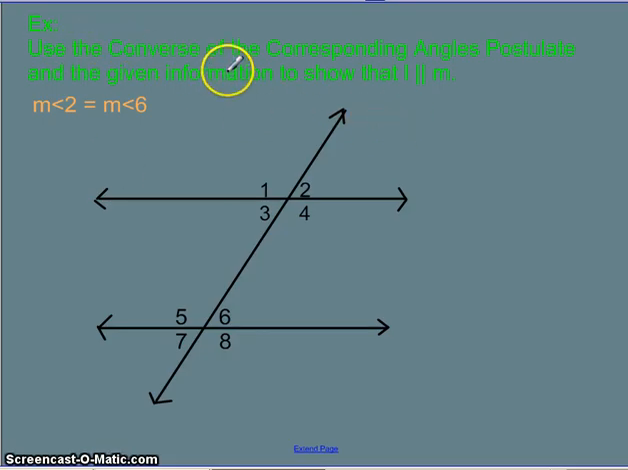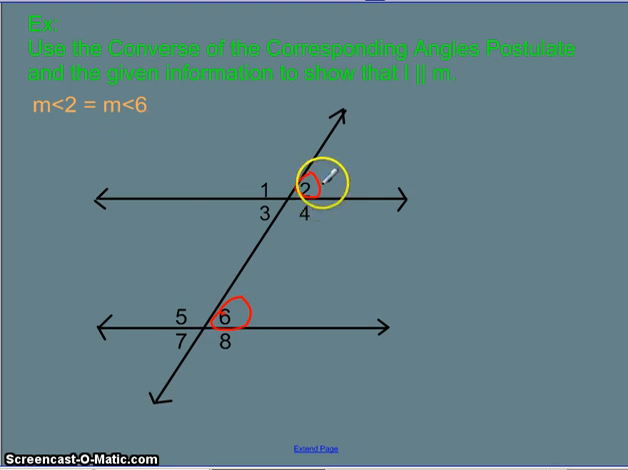We've got the converse of the corresponding angles postulate that we're going to use with the given information to show that L is parallel with M. So we have the measure of angle 2 equals the measure of angle 6. I'm just going to highlight that for us right here in the diagram.